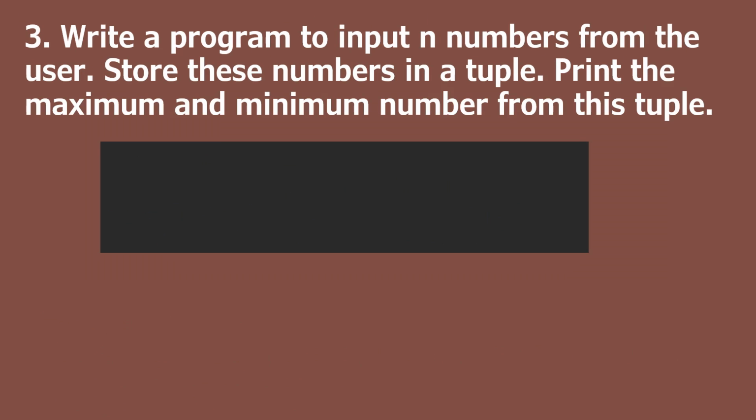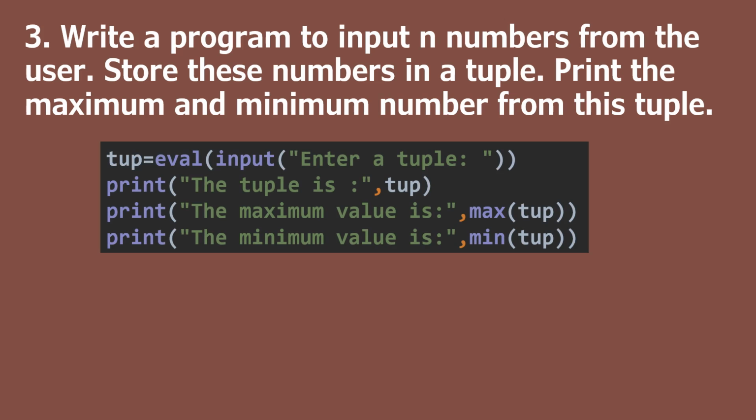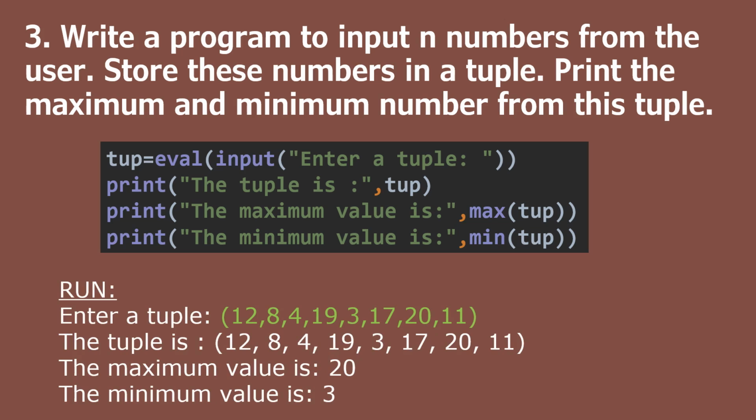Now write a program to input n numbers from the user, store these numbers in a tuple, print the maximum and minimum from this tuple. Okay, so we will enter a tuple at runtime. So we have used eval function and stored in a variable, let's say tup. Then it has to print the tuple is tup. Then you just have to use max and min function to find out the maximum and minimum number which is present in the tuple. Let's say the entered tuple is like say 12, 8, 4.